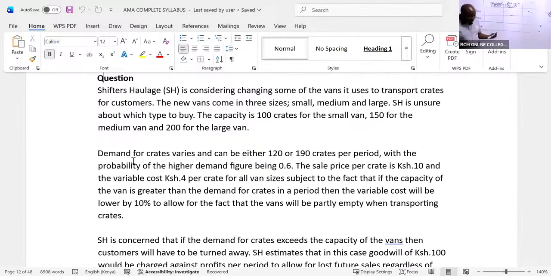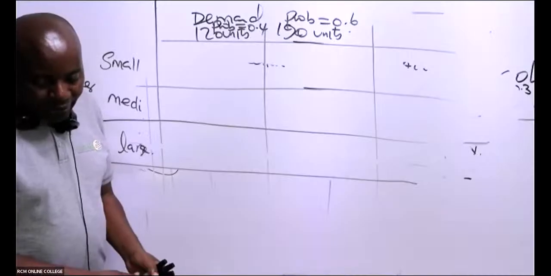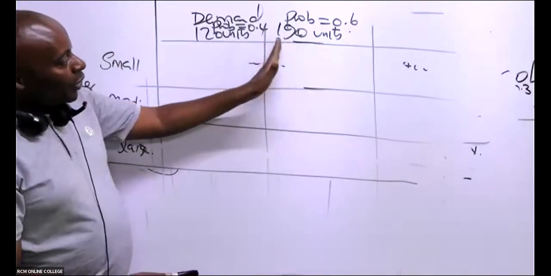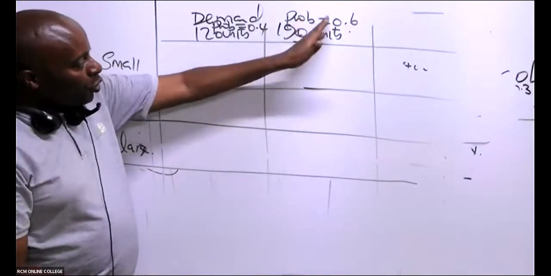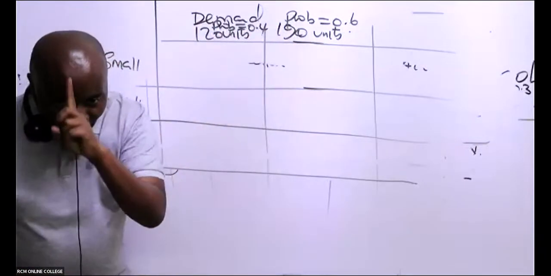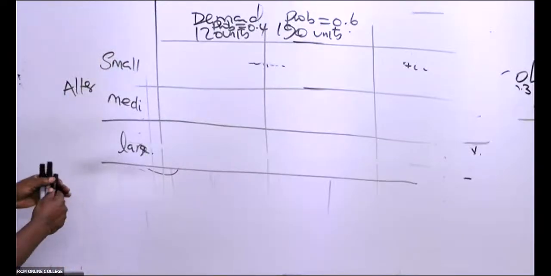And remember, demand is not something that we can dictate as a company. Our sales is to go and sell our products down there. How many will be demanded is basically an act of God. It's a state of nature. The higher demand has a probability of 0.6, so the other probability will be 0.4, because the two probabilities must add up to 1.